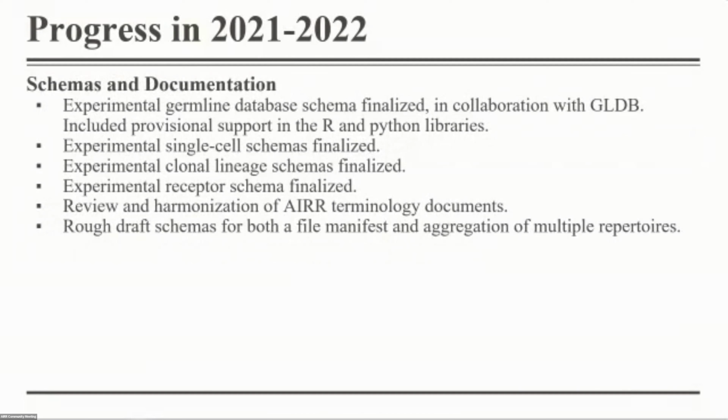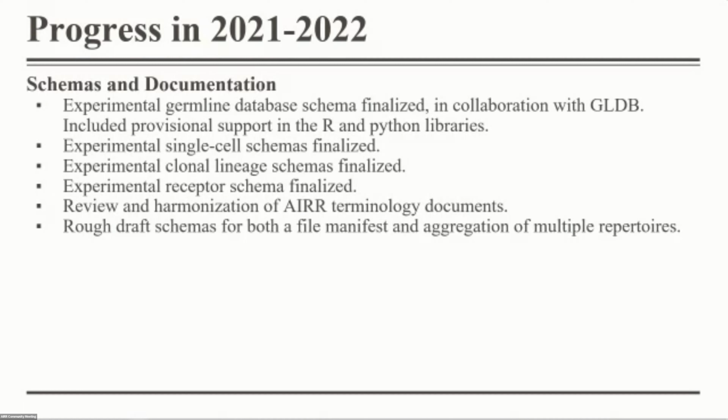The schema and documentation that we have developed in that cycle: as was mentioned by William and Corey earlier, we have developed this experimental germline database schema in collaboration with GLDB, mostly the work of William, and that includes provisional support in the R and Python reference libraries. We have developed an experimental single cell schema. We have developed an experimental clonal lineage schema, and this includes a few different subcomponents, as well as this receptor schema, which is primarily a protein-based schema for paired chains, antibody affinity, and external links to things like IEDB.